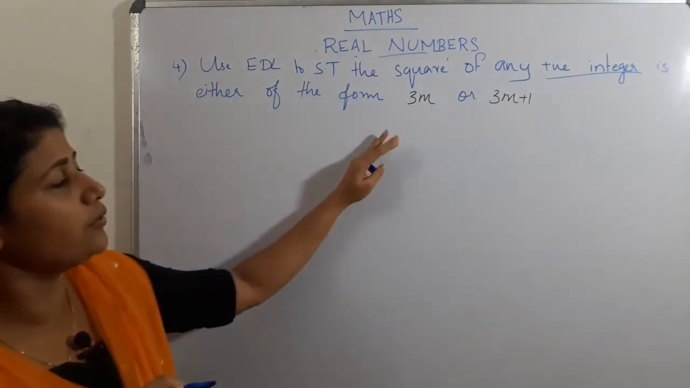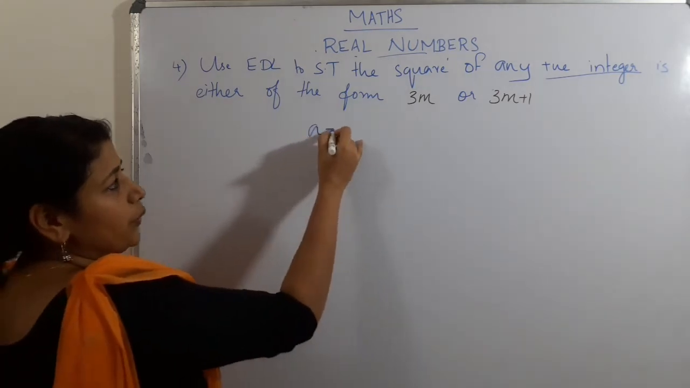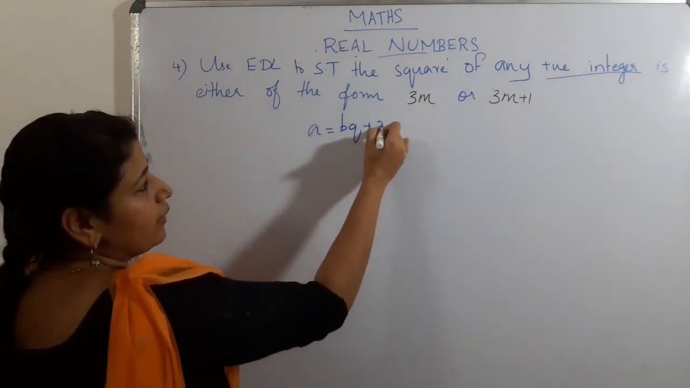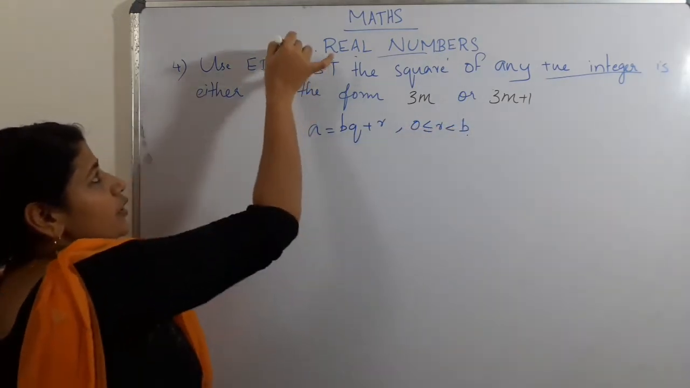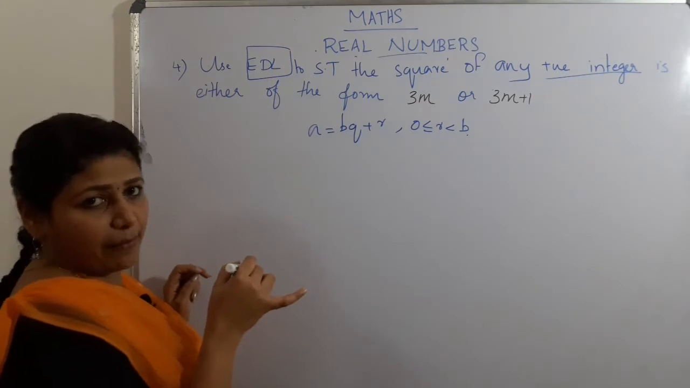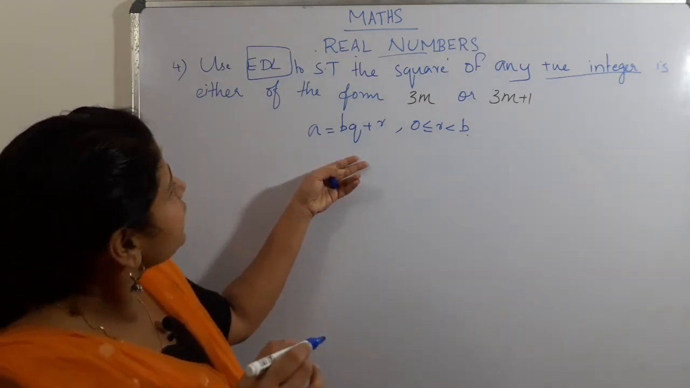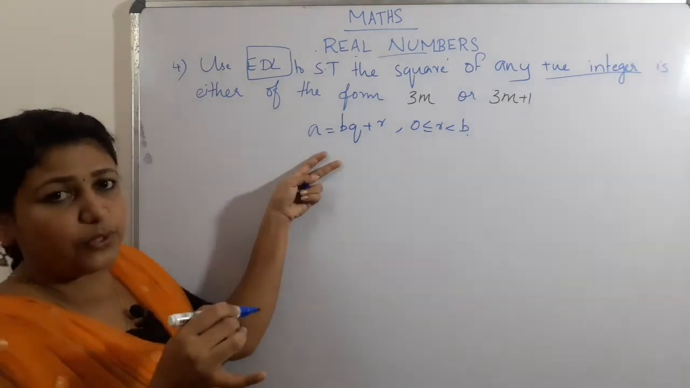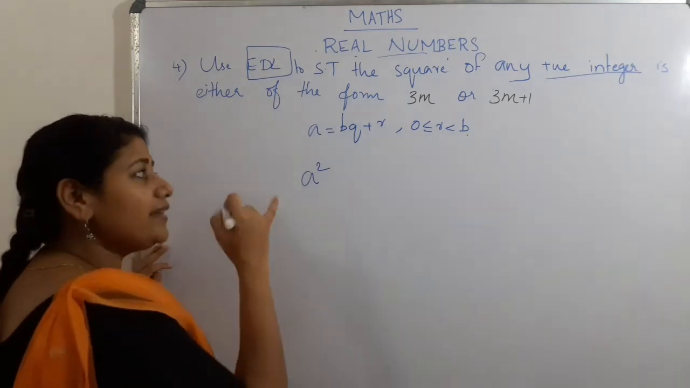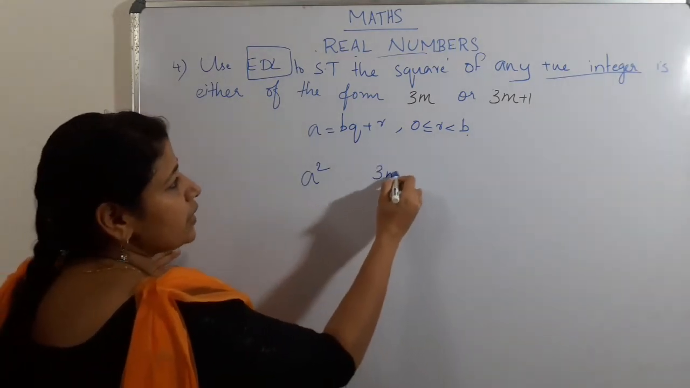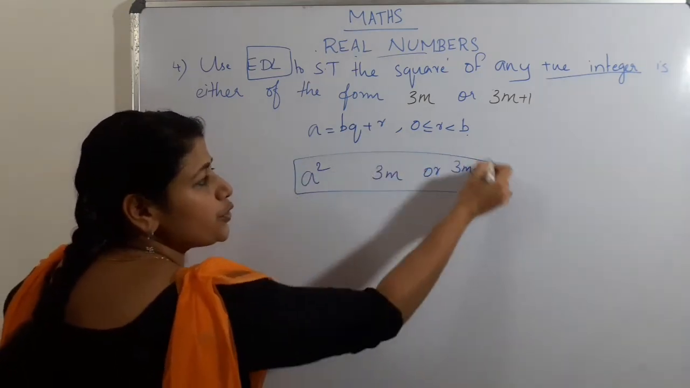First we want to find out what is the number. The positive integer can be written as a equal to bq plus r, where 0 less than or equal to r less than b. This we have studied in Euclid's division lemma. So we are writing this here. And we want to find out the square of this a. That is, we want to find out a square. And this a square will be of the form 3m or of the form 3m plus 1. This we want to show.